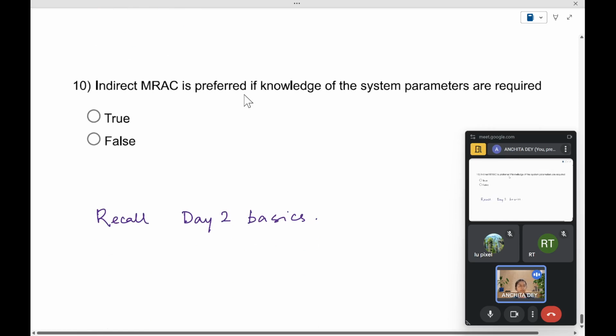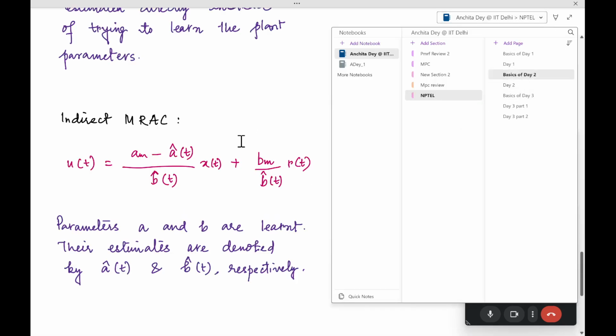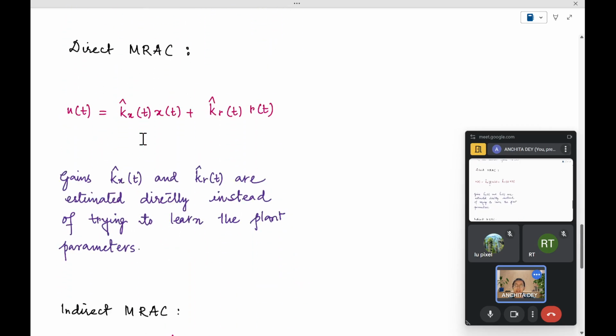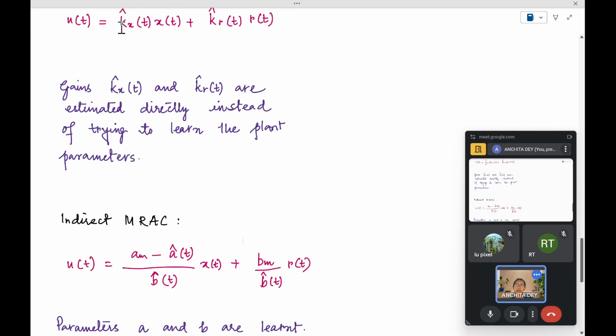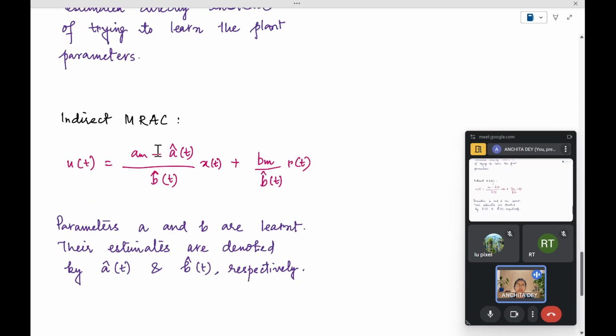Indirect MRAC is preferred if knowledge of the system parameters are required. Is it true or false? That means when do you do indirect MRAC? If we look at the basics of day 2, we had this direct MRAC structure and indirect MRAC structure. In direct MRAC, we simply find the gains involved with the state and reference signal in order to obtain the input u. But in case of indirect MRAC, we do not compute kx hat and kr hat directly. We just go for finding the expressions of a hat and b hat, and then we use this formula to come up with the expression of kx hat and kr hat. That's why it's called indirect.